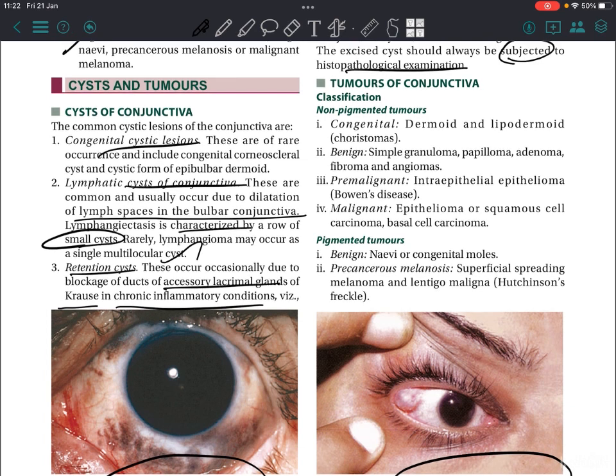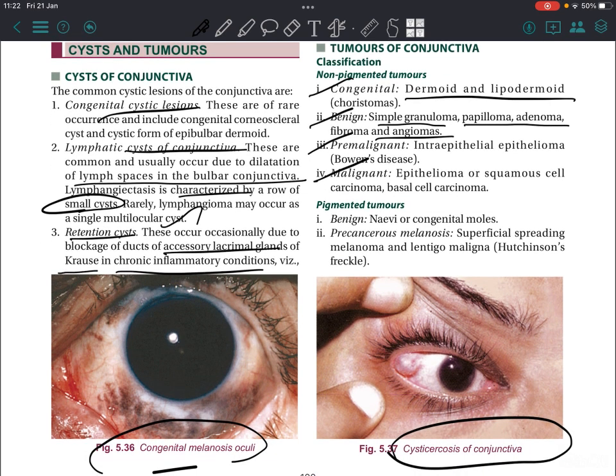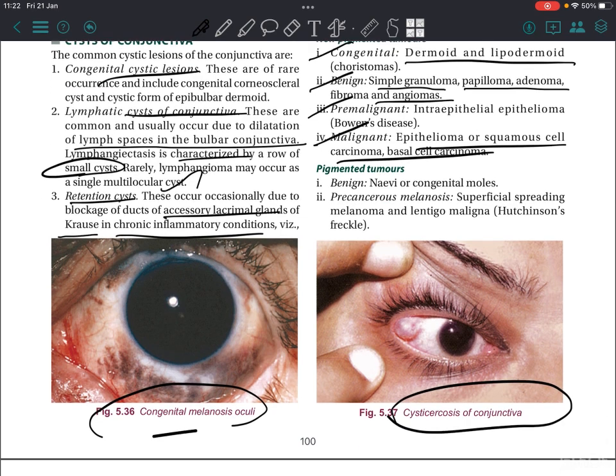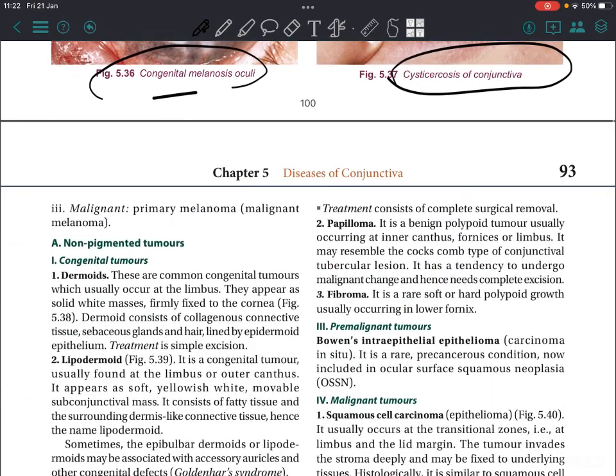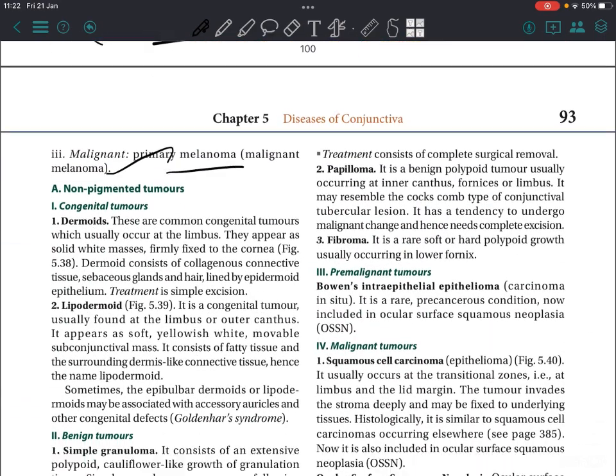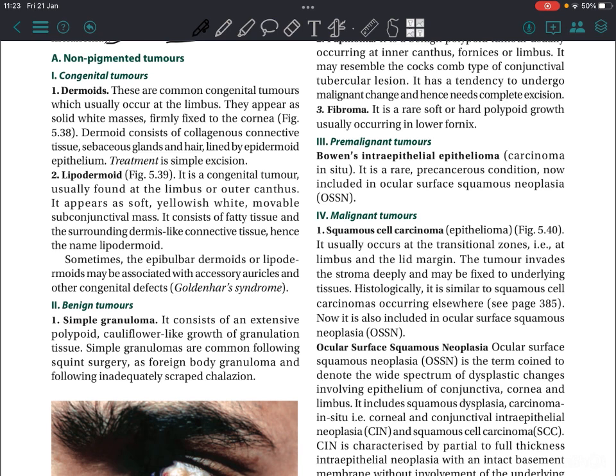Tumors of conjunctiva: congenital, benign, pre-malignant, malignant. Congenital: dermoid, lipodermoid. Benign: simple granuloma, papilloma, adenoma, fibroma, angioma. Intraepithelial epithelioma, epithelioma, squamous cell carcinoma, basal cell carcinoma. Pigmented tumors, benign: nevus and congenital moles, precancerous melanosis, superficial spreading melanoma, lentigo maligna, and malignant primary melanoma.